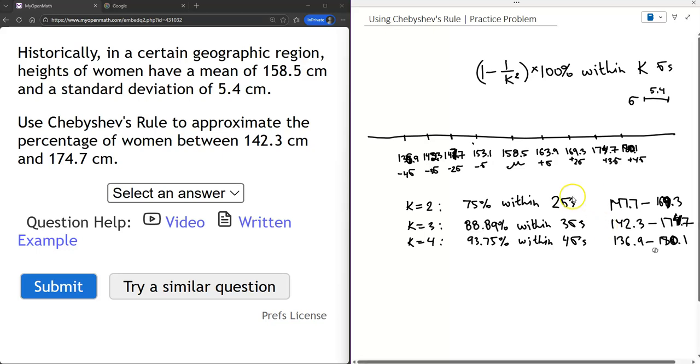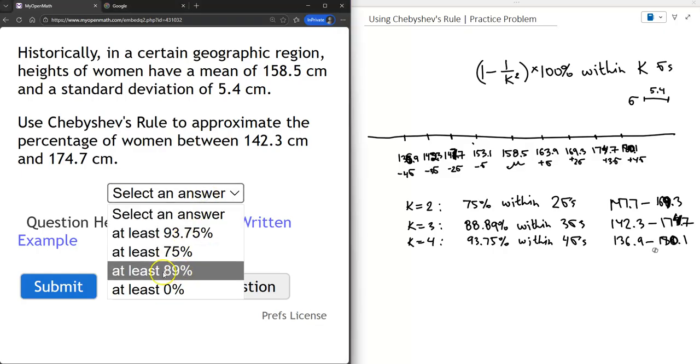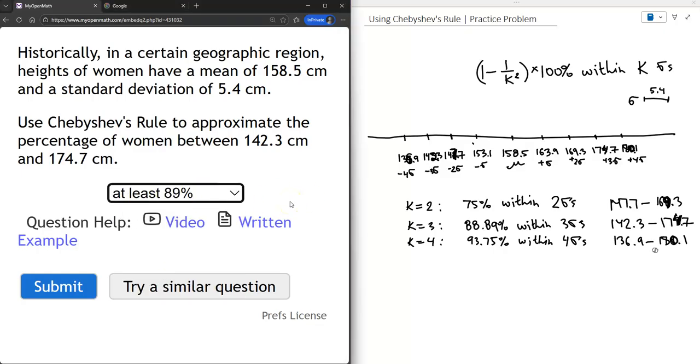And again, anyway, going back to the question, between 142.3 and 174.7, there is 88.89% of the data, so roughly 89. And again, it's not approximately, it's at least that much. So we answered the question.